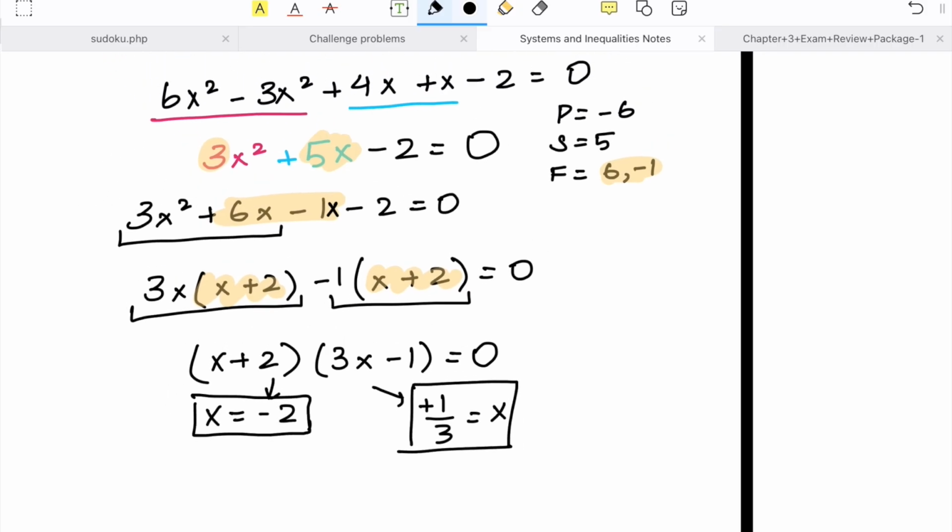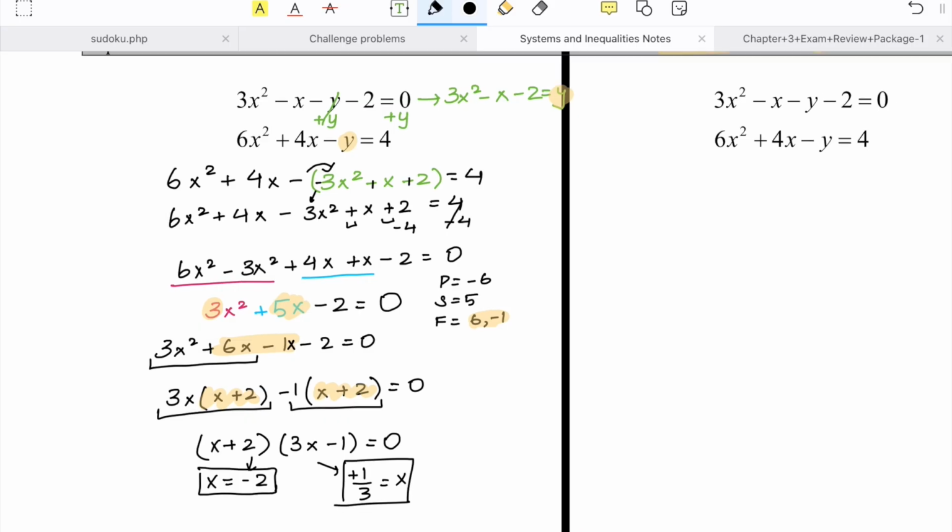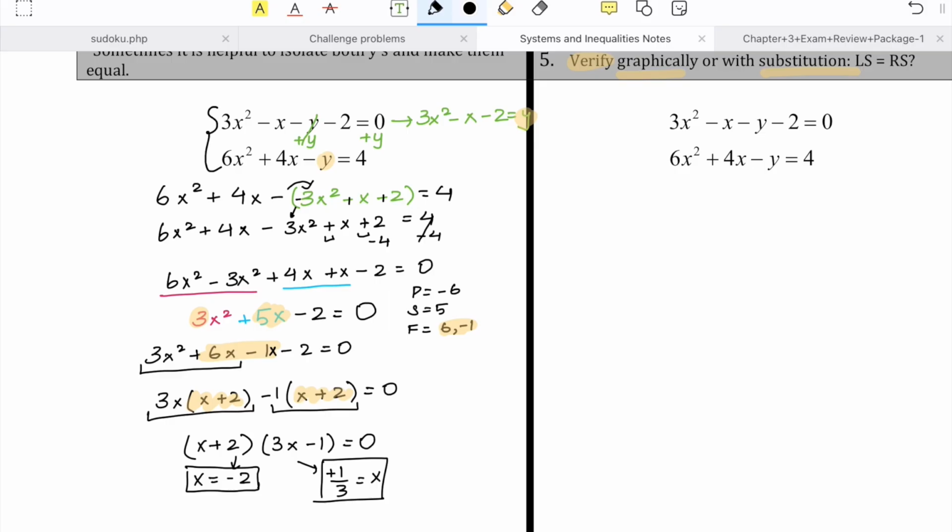Okay, am I done? Was I just supposed to solve for x? Is the solution of these two equations just the value of x? I have to find the y too, because when two lines or parabolas are intersecting, the solution is x comma y, right? So we need to find our y values.